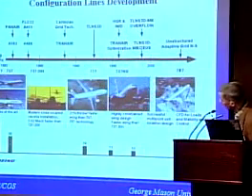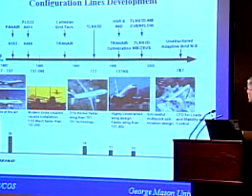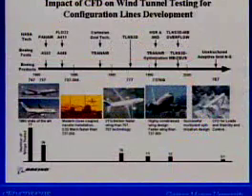So here's just one case. This is configuration line development at Boeing, and you can see here for the 767 and 757 there were at least 77 wings tested in the wind tunnel. As we march on for the 777 there were only 18 tested, and for the 7E7 there's only going to be about 5 tested by the time the aeroplane flies.